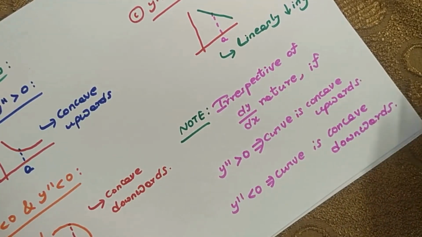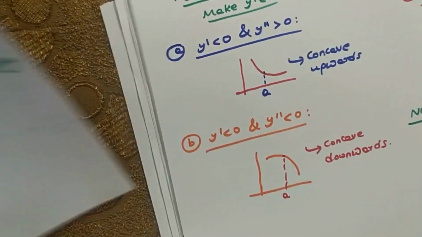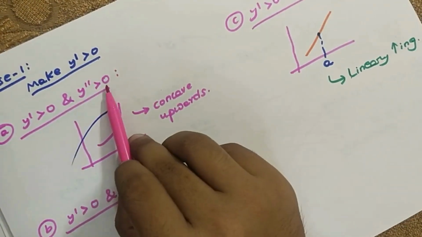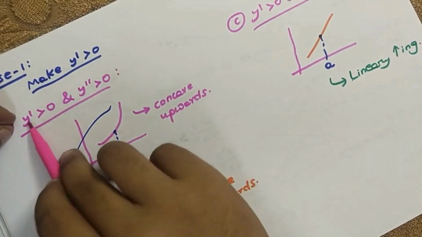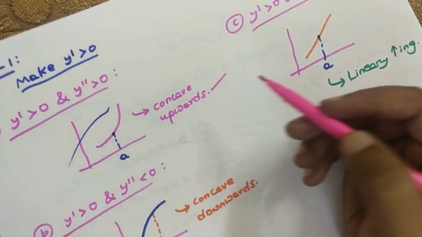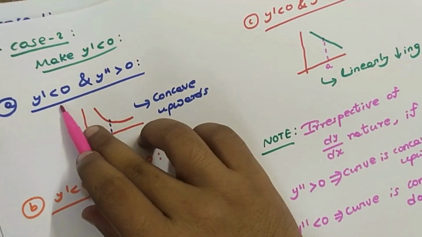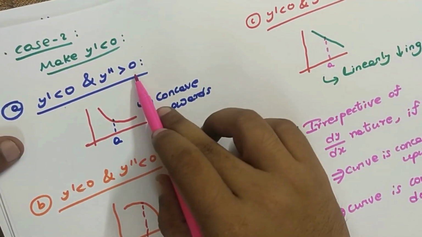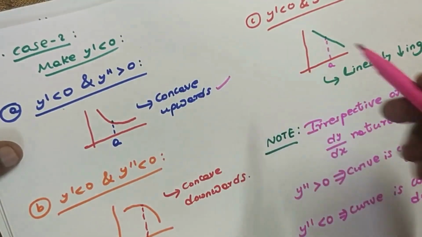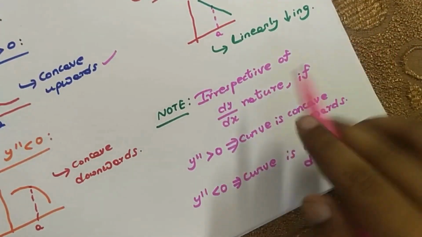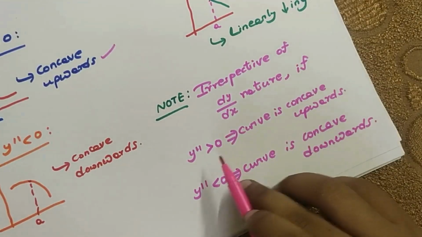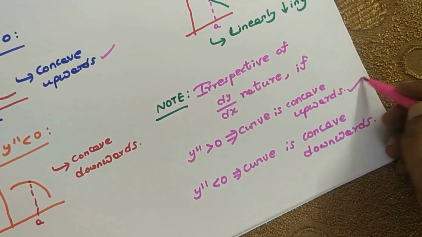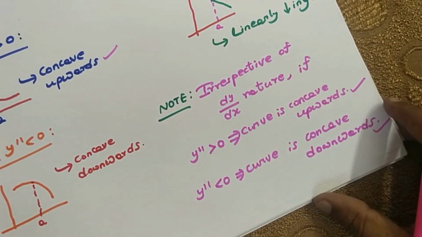If we observe the previous one, taking y double dash greater than 0, irrespective of y dash, the curve is concave upwards. In this case also, irrespective of y dash, if we consider y double dash greater than 0, again the curve is concave upwards. So irrespective of our dy by dx nature, if y double dash is greater than 0, the curve is concave upwards, and if y double dash is less than 0, concave downwards.